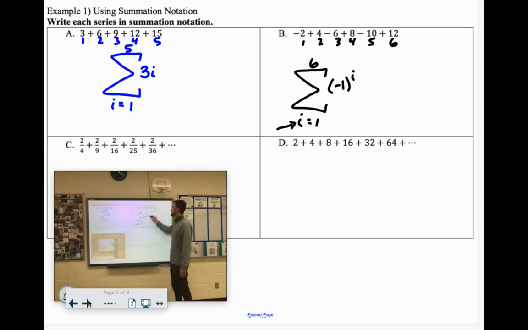And then, so kind of ignore the positive negatives. Now, how are you going to go from 1 to 2, from 2 to 4, from 3 to 6? You're multiplying by 2. So we'll say -1 to the i times 2i. 2 times the term number.